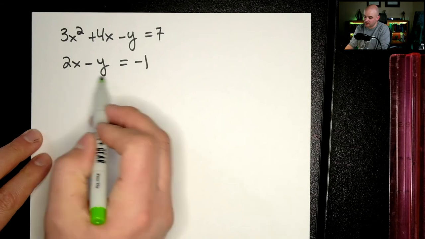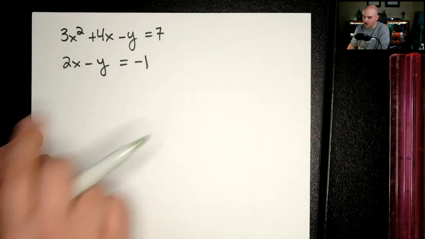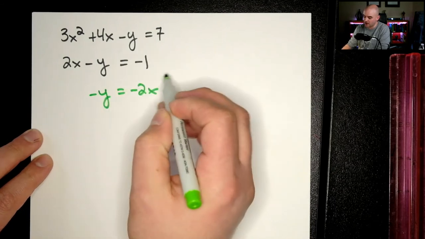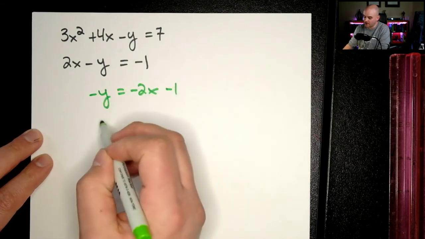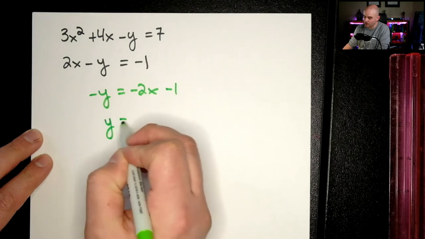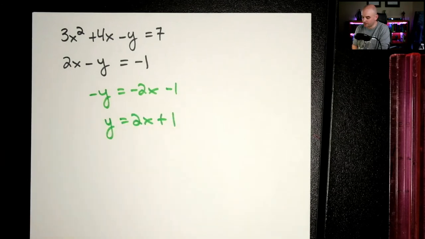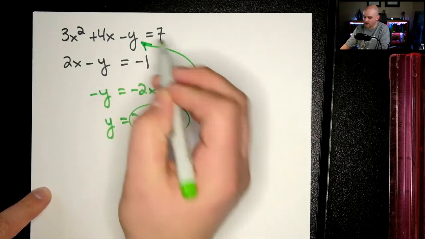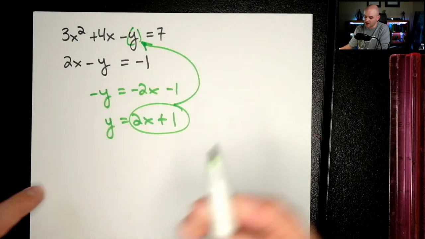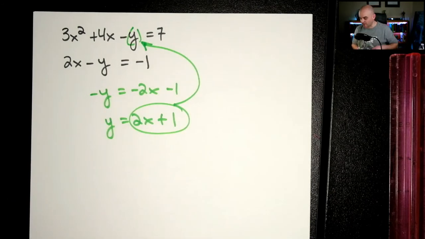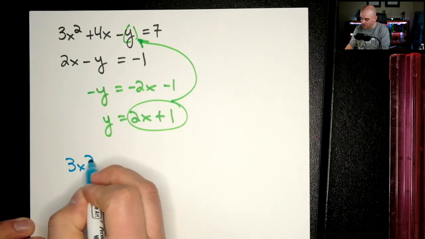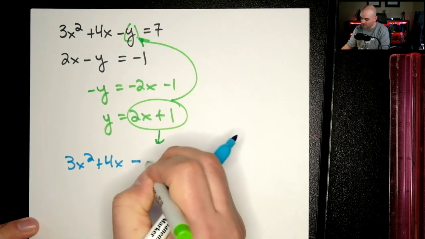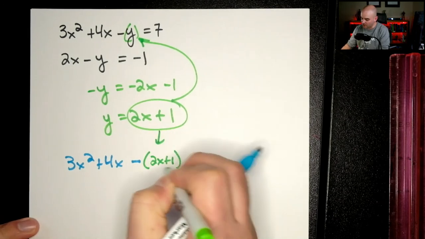I'm going to pick this second equation and solve for y. Subtract 2x from both sides. I get negative y equals negative 2x minus 1. Then divide everything by a negative 1, and I get y equals 2x plus 1. I'm going to take and substitute that in to my y value on the top equation. Don't forget you've got the negative there that you have to multiply it by. This gives me 3x squared plus 4x minus what I'm substituting in, which is 2x plus 1. Wrap it in parentheses.